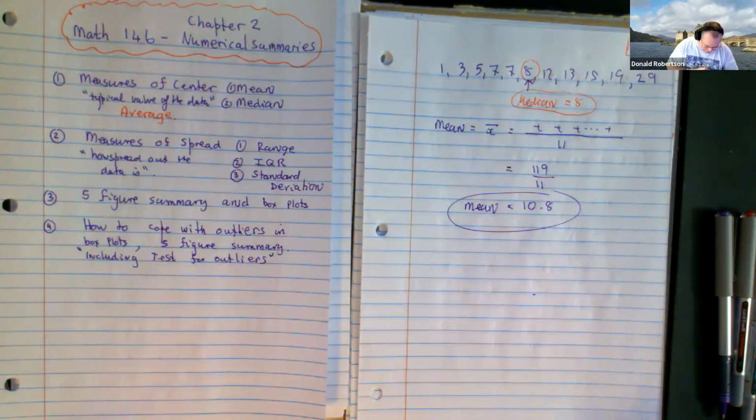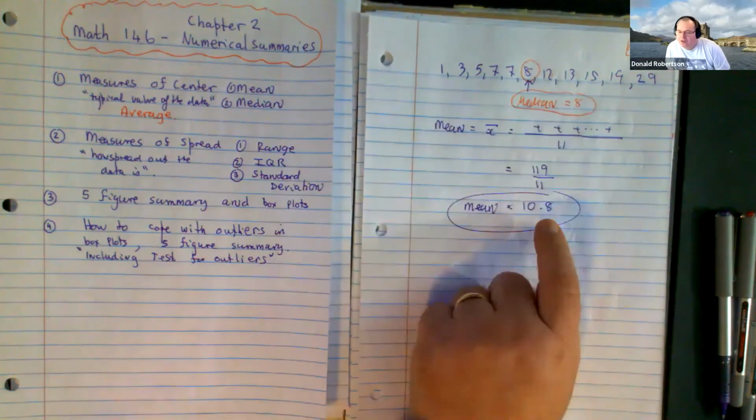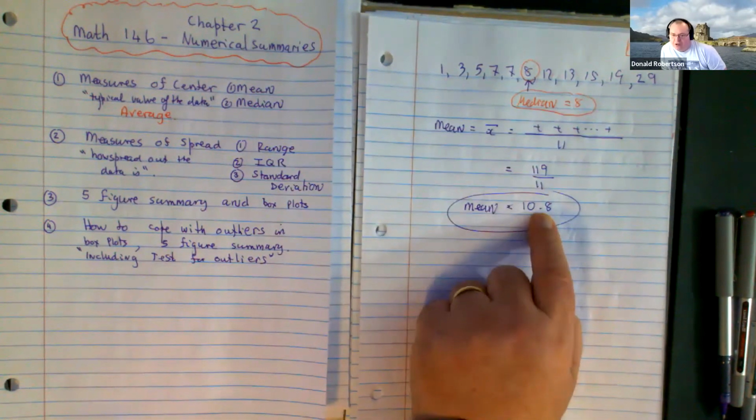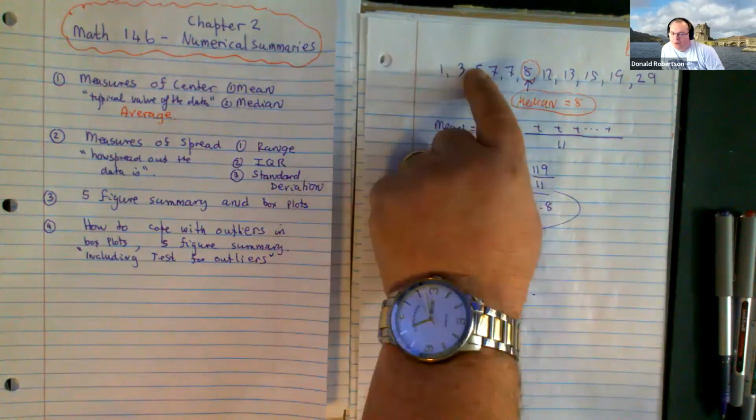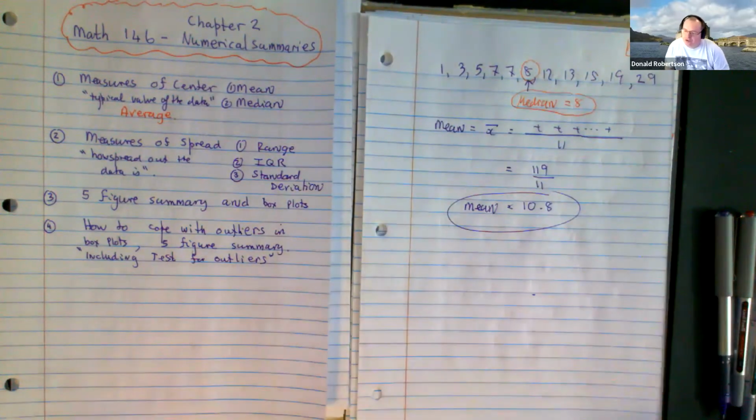So let's turn it on its head. What's the advantage of the mean compared to the median? Well, one of the main advantages of the mean is, doesn't it use every single number in its calculation? So in a lot of ways, that's much more inclusive.